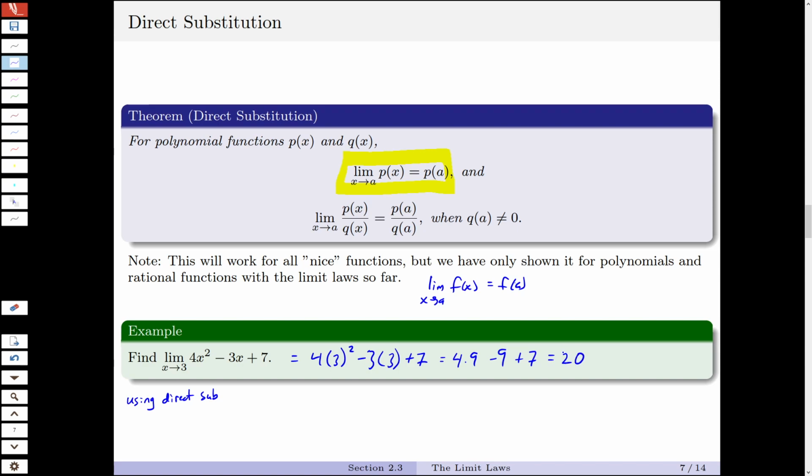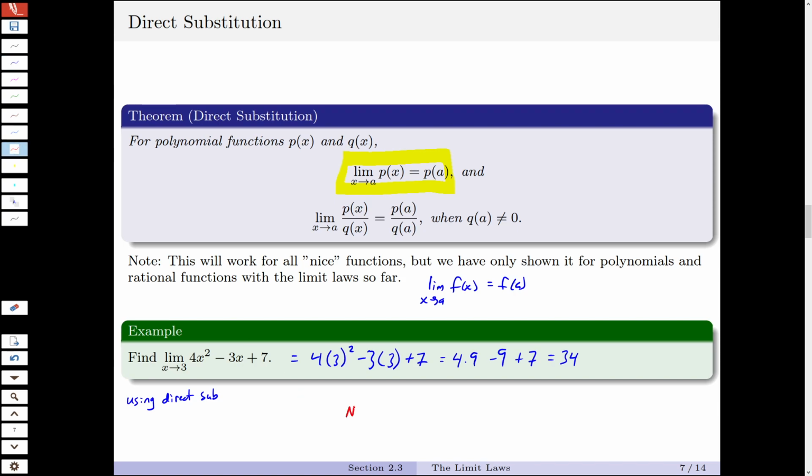Oops. Subtracted 7 instead of adding 7. So I think that comes out to 34. But the point is that now when I plug into a function, I apply this direct substitution.